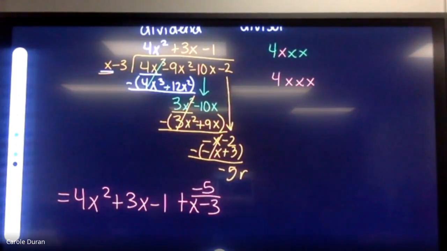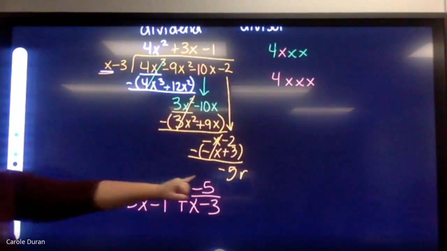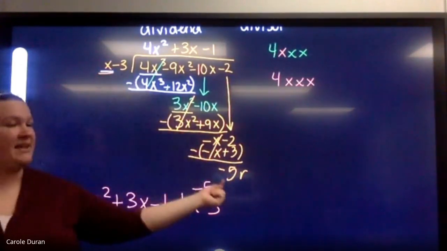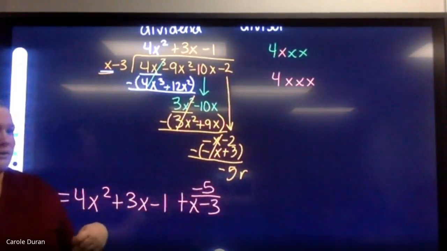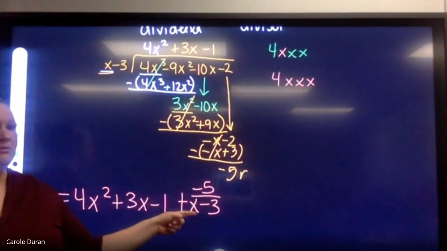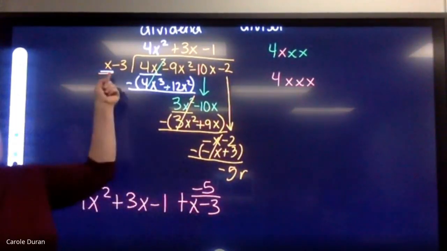What's up? The remainder is negative 5, because I couldn't do anything more with it. There's no way for me to go from an x to a negative 5. Why did you put x minus 3 after? Because it's remainder over divisor, and my divisor is x minus 3.